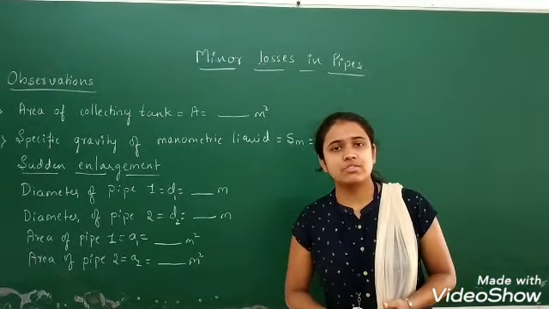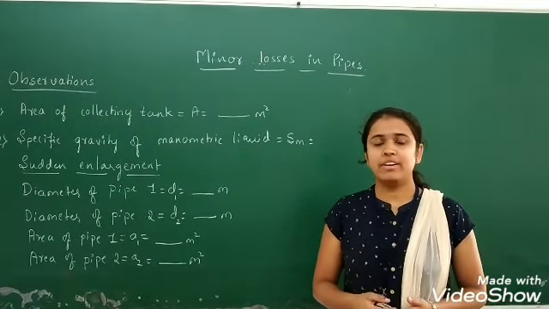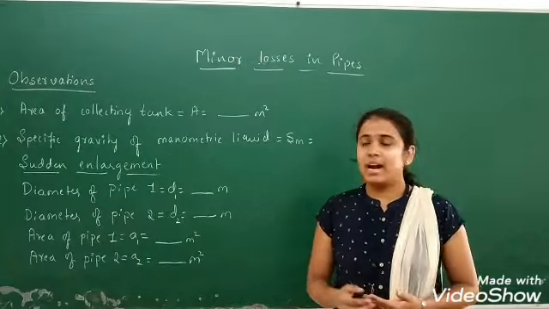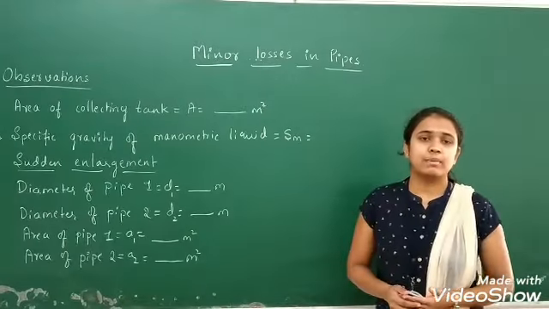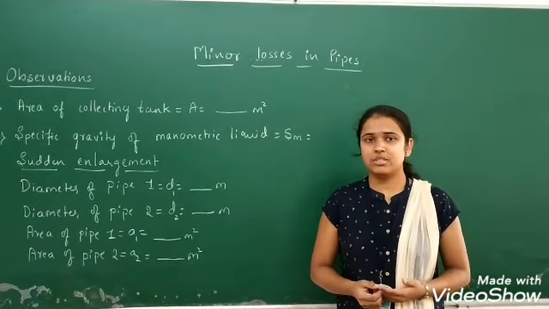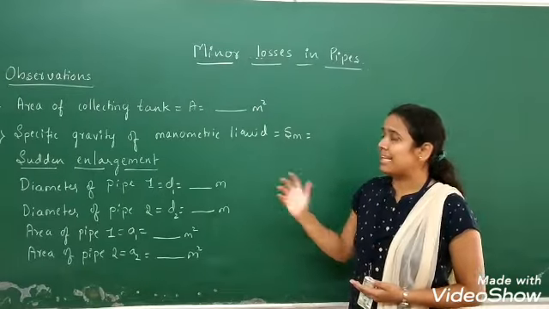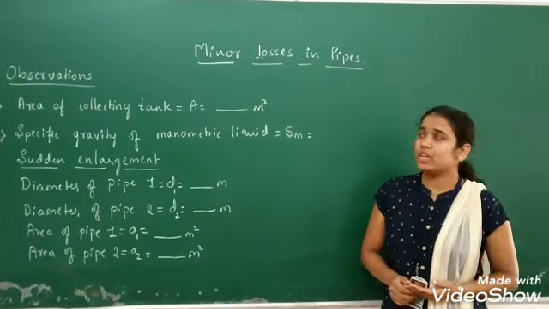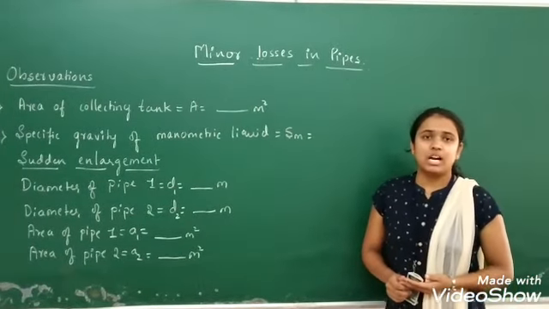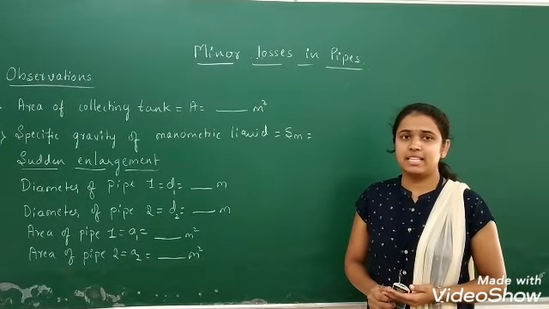Major losses in pipes occur because of the friction between the flowing liquid and the pipe, and the minor losses occur because of bends and elbows, and because of sudden enlargement and contraction of the pipes. So today we are going to see how to conduct the experiment on the minor losses in the pipe.